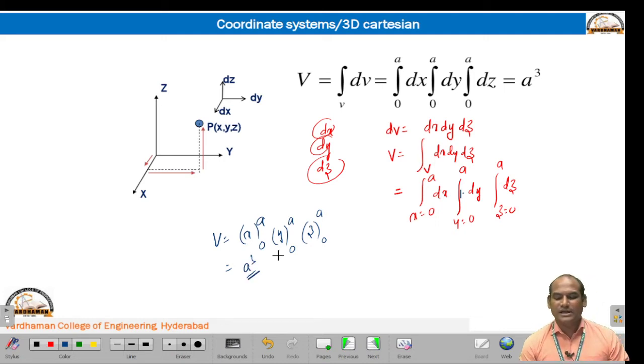This is actually the volume of the cube, and the cube of the side we have assumed as a. So in each side you can see a length will be there, so we can take dx is actually a, dy is actually a, dz is actually a. So you can see this particular diagram here.